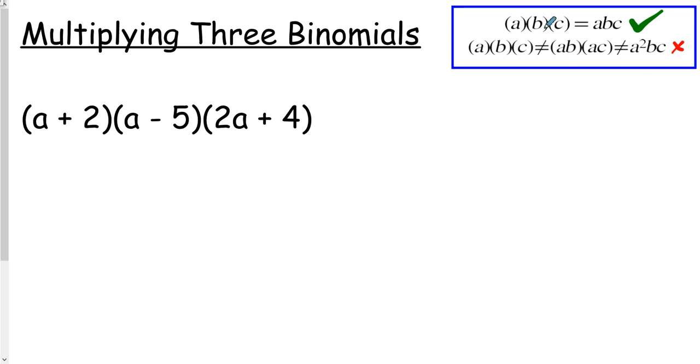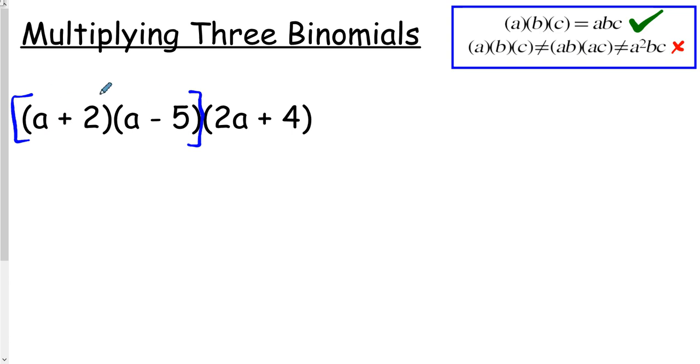So when we do a times b times c, when we multiply three things together, just work your way from the left to the right and only multiply two things together at a time. So if I'm going to go and multiply a plus 2 times a minus 5 times 2a plus 4, I'm going to start by just multiplying the first two together, okay? So I'm going to multiply a plus 2 by a minus 5, full stop, okay? I will then, when I'm finished, go back and multiply that product by your 2a plus 4, okay? I want to block off the parentheses there.